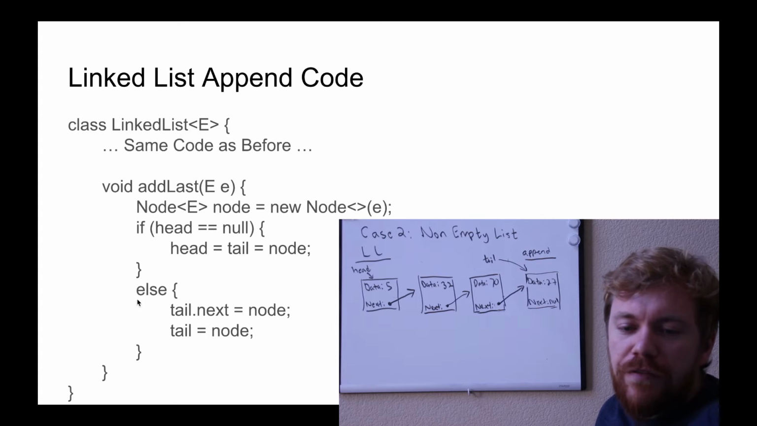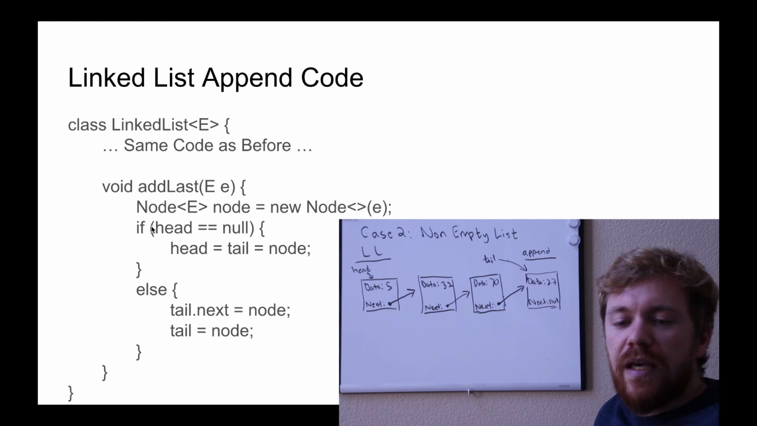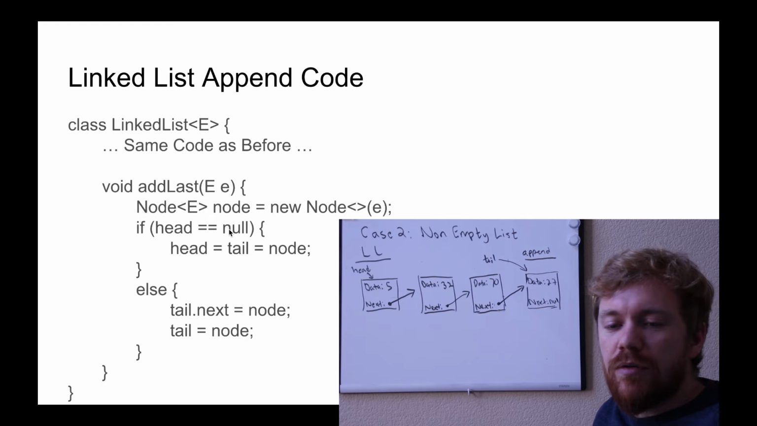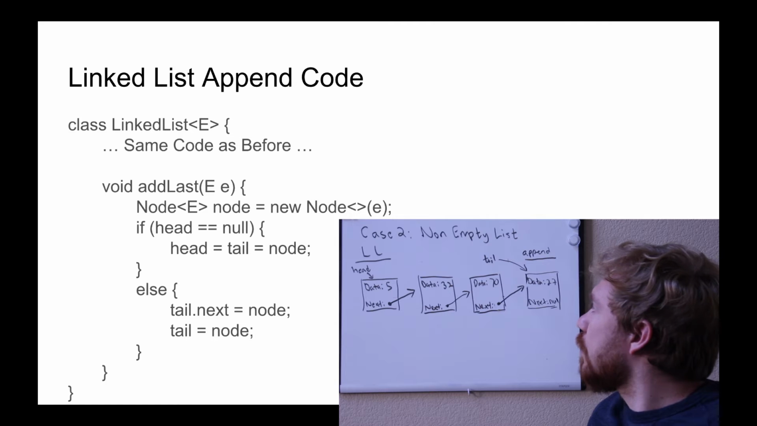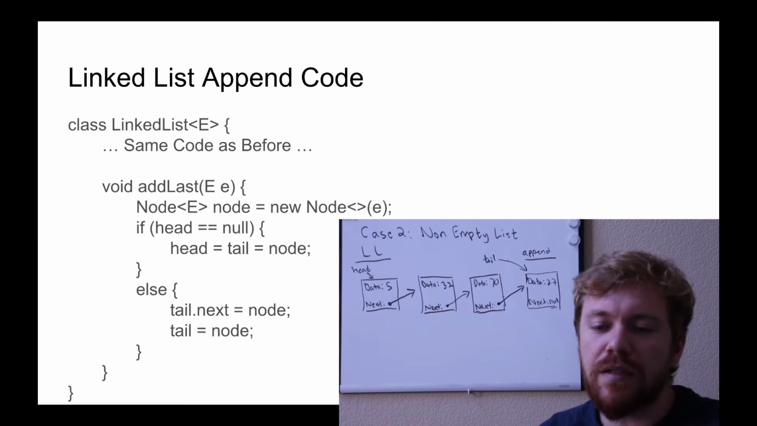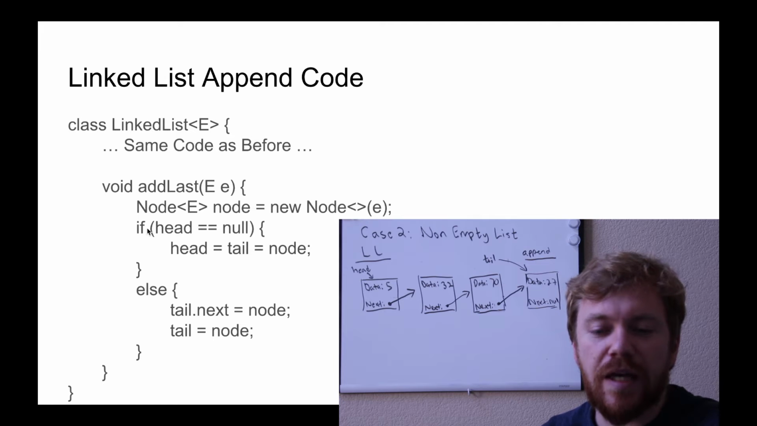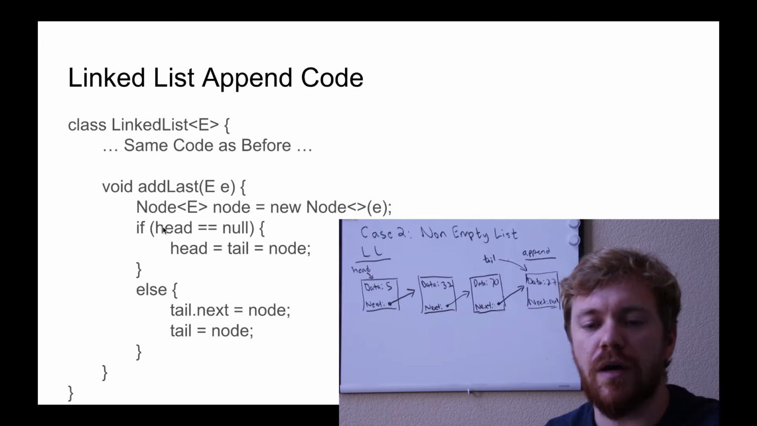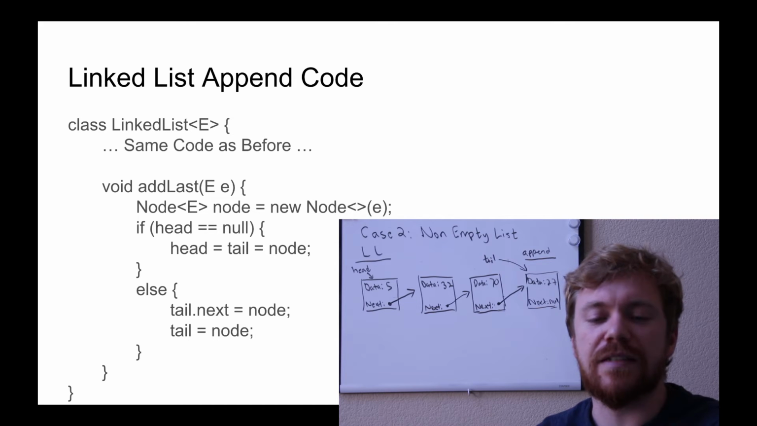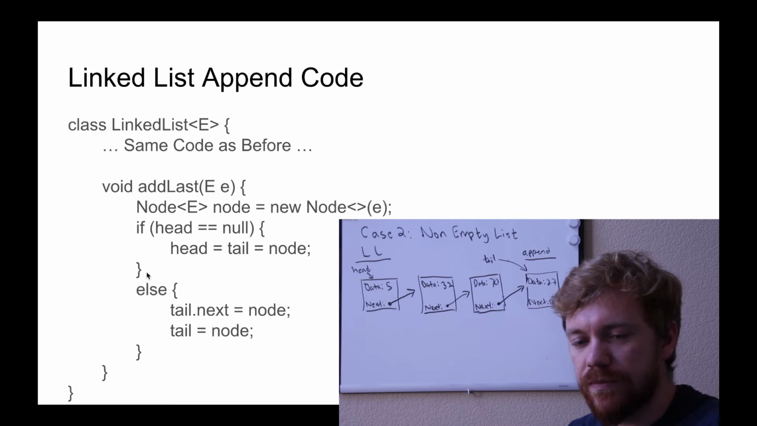And so we do an if-else statement, right? That represents the two different cases. The if statement represents case 1. If head is equivalent to null, then we know the linked list is empty. And according to case 1, if the linked list is empty, the head and the tail should equal the new node. Now, if this is not the case, if the head is not null, then we know we have at least one node inside of our linked list. And if that's the case, then we have to follow steps for case 2, a non-empty list.